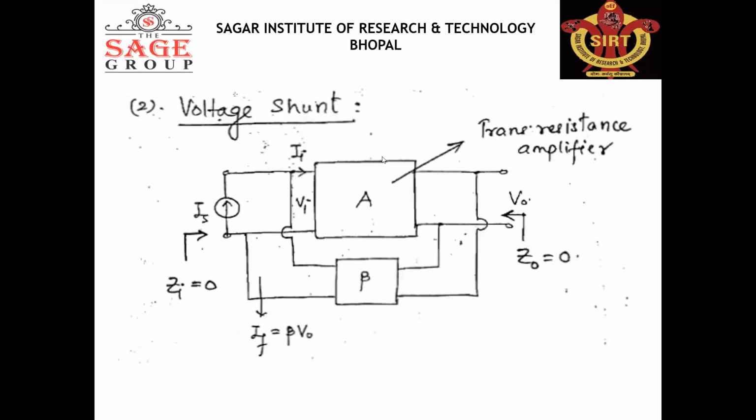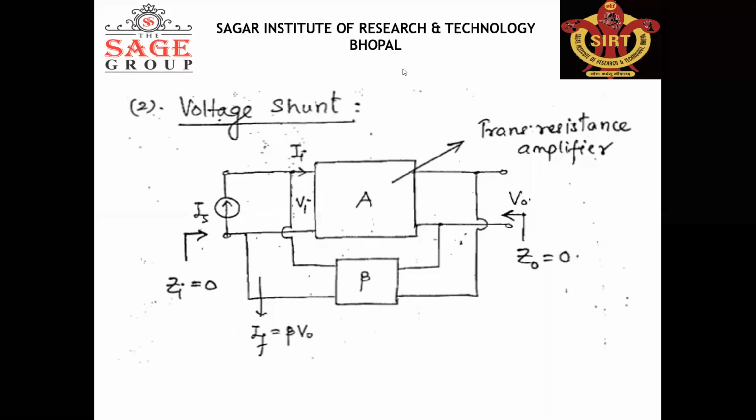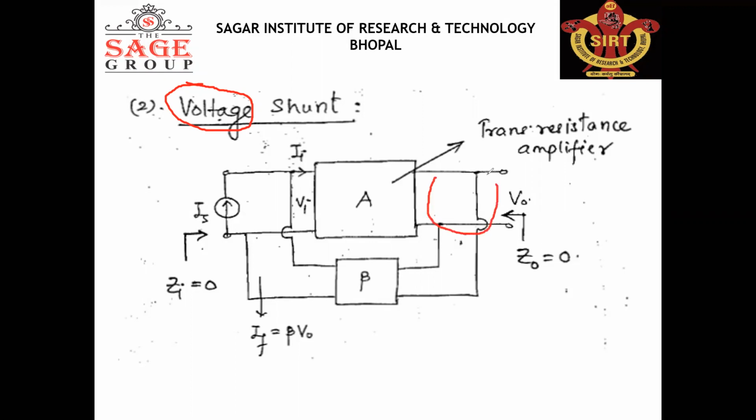Again, voltage shunt. Now before this we studied voltage series. Now this is voltage shunt. So the first term is voltage, so sampling is done in the form of voltage. So again it is connected in parallel form, feedback signal and output are connected in parallel form. This is voltage, and this is shunt.